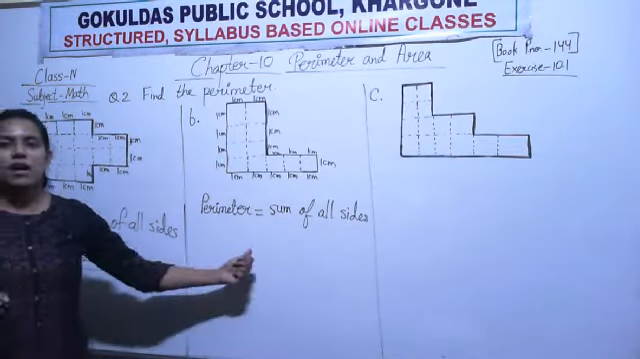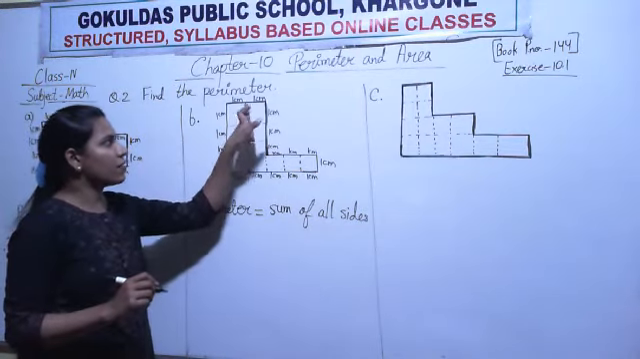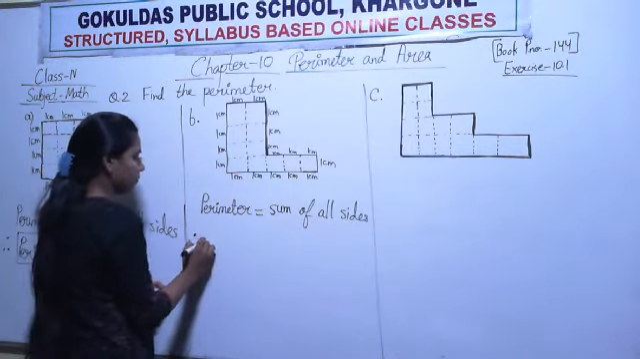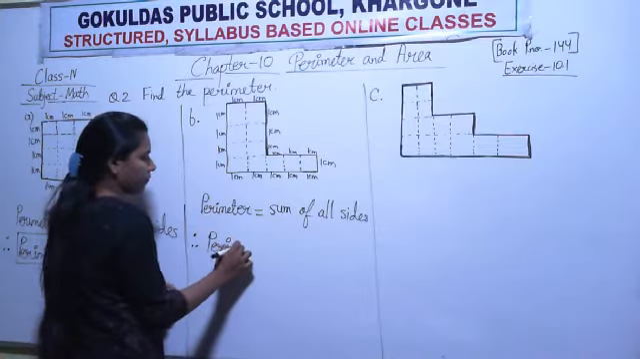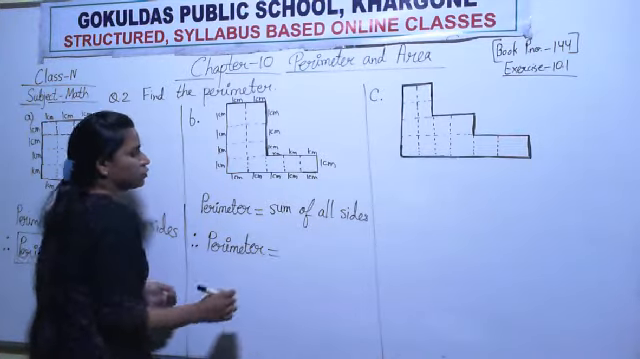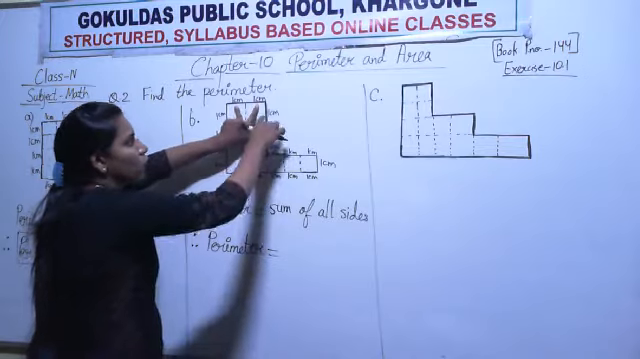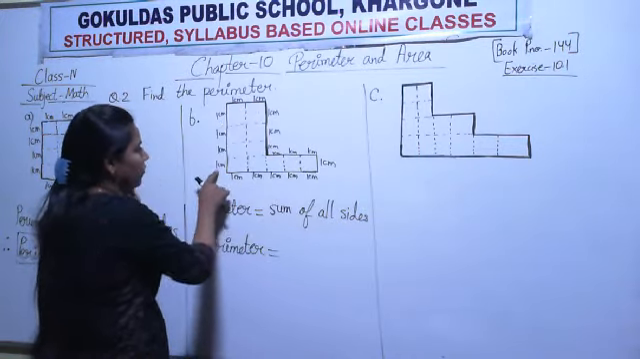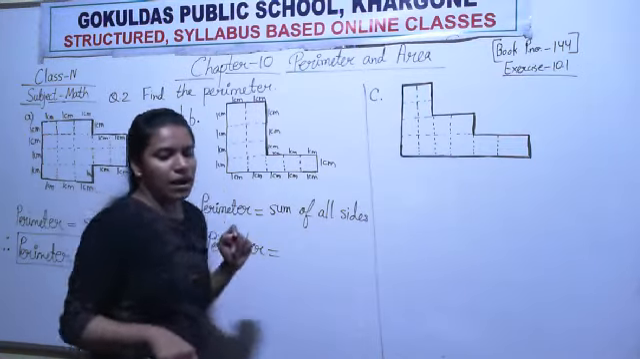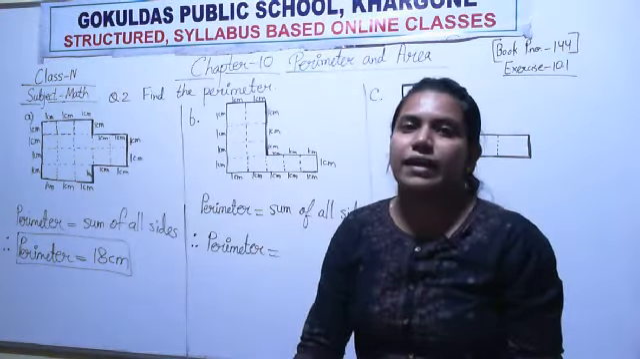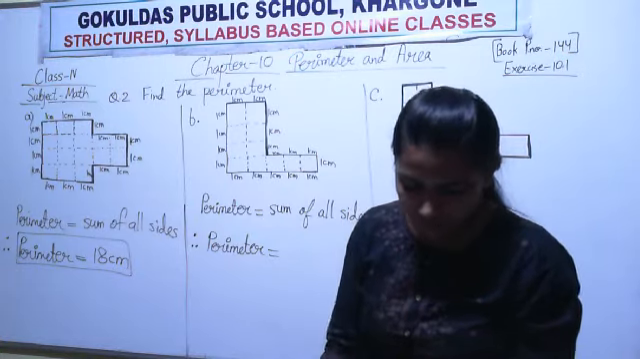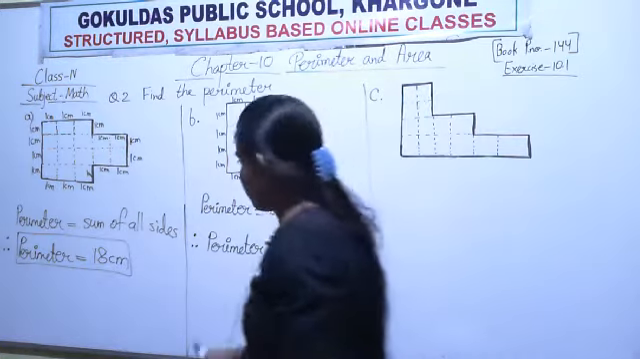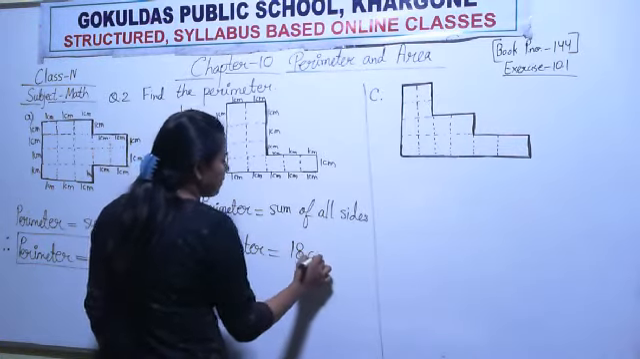What is the formula? Sum of all sides means when we find the total of all the sides, we will get our perimeter. Therefore, perimeter equals the sum: 1 plus 1, 2, 3, 4, 5, 6, 7, 8, 9, 10, 11, 12, 13, 14, 15, 16, 17, 18. Again, we get the sum as 18 centimeter. So the perimeter is 18 centimeter.